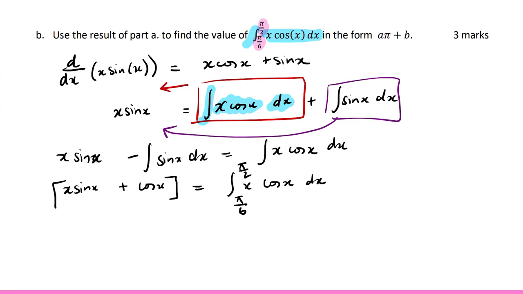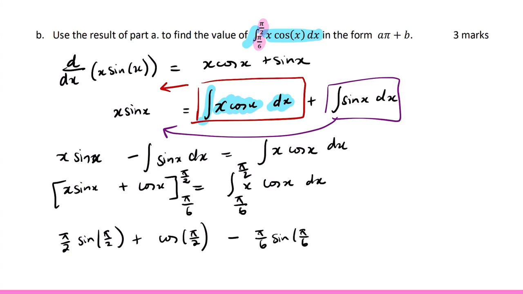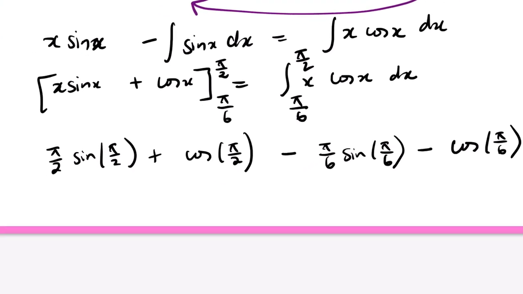And that means I can chuck in my boundaries here, and I can go ahead and substitute my values in now. So that'll be pi on 2 sine pi on 2 plus cos pi on 2, and then minus pi on 6 sine pi on 6. Of course, minus again. If you're unsure of this, make sure you put in your brackets. Don't do it right away. Cos pi on 6.